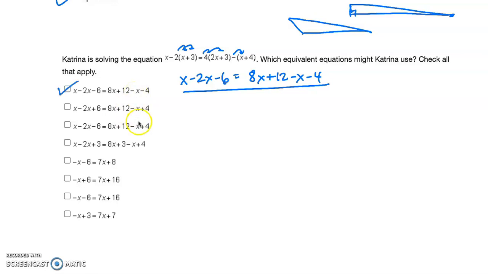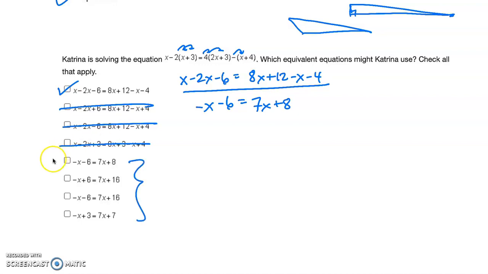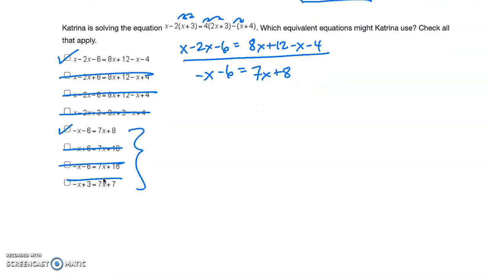That one works. Now these next two are the same thing, except this is plus 4, which we know is not it, so we can cross those off. And this one has a 3, so we can cross that off. Now if we simplify this, I'm going to have negative x minus 6 equals 7x plus 8. Because they all have this negative x plus something over here, the only one that works is that one right there. So those would be your two answers.